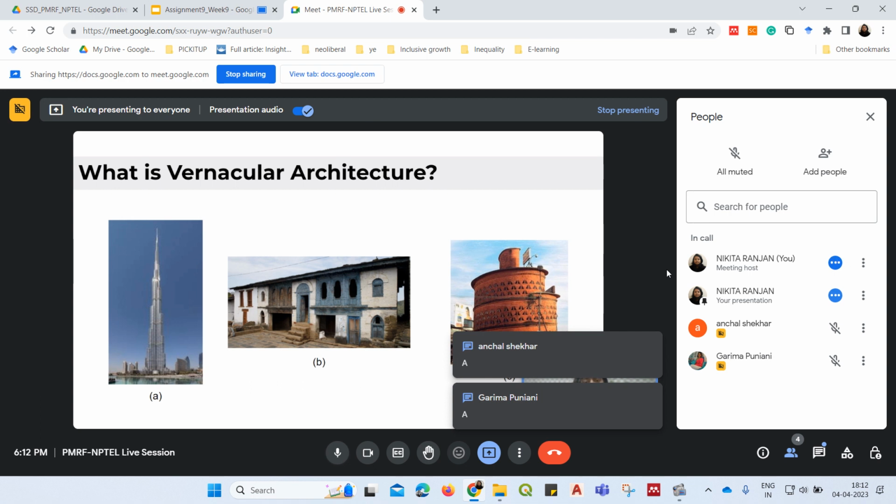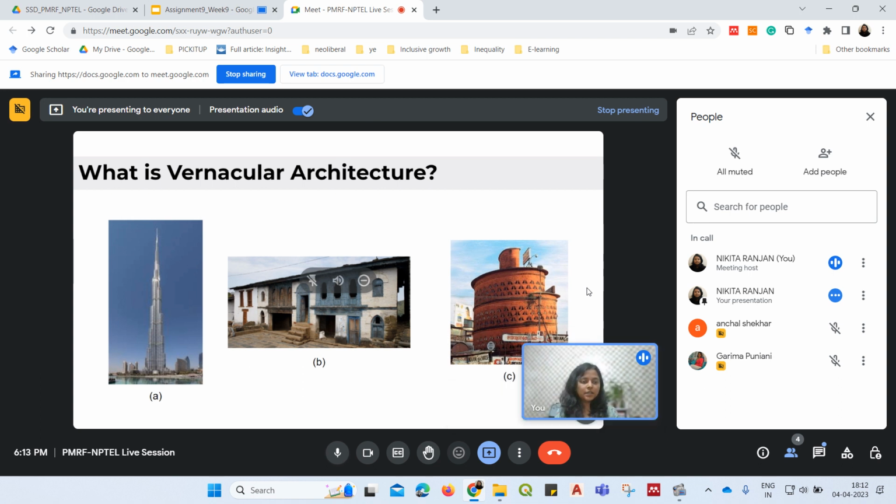Okay, very good. Both of you guessed the correct answer, which is A. So A, can you guess which building it is? Yes, it's the Burj Khalifa.